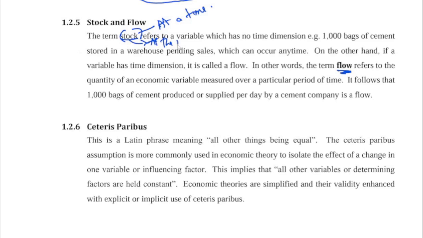That's your stock at the moment. While flow is what is being generated over a period of time. Okay, over a period of time. What you have over a period of time, and when I say over a period of time, that has repetitive costs. What do I mean by repetitive costs?